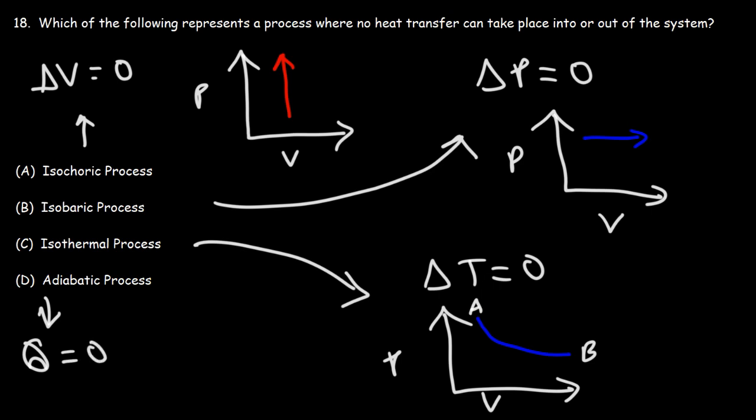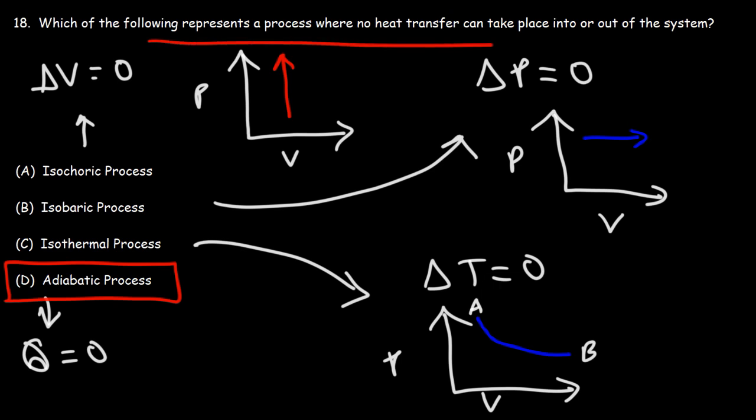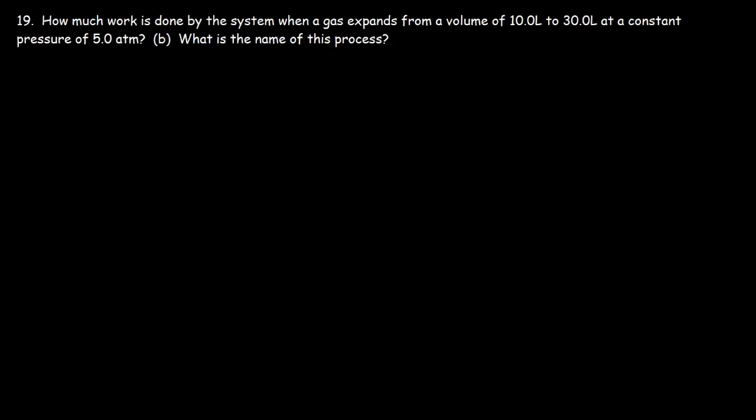out of a system. The PV diagram for an adiabatic process looks very similar to an isothermal process. But this is the answer we're looking for. Q is 0 for that process. So D is the right answer.